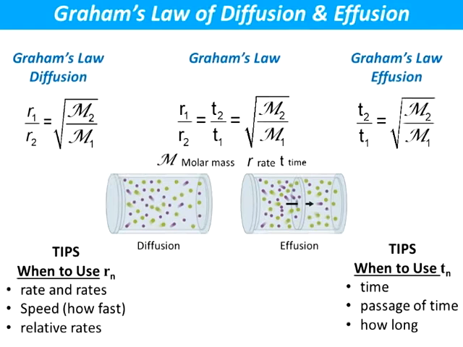So again, you use the rate R equation when there are indicators of rates, speed, or relative rates. You use the T2 over T1 equation when the problem involves simple passage of time, or how long did it take to cross the barrier. Perhaps the best way to understand this is by working some problems.